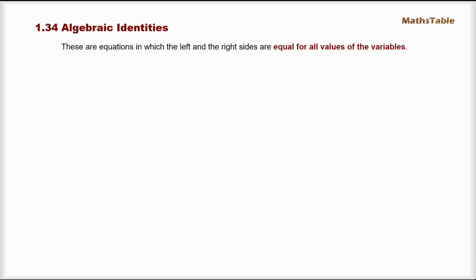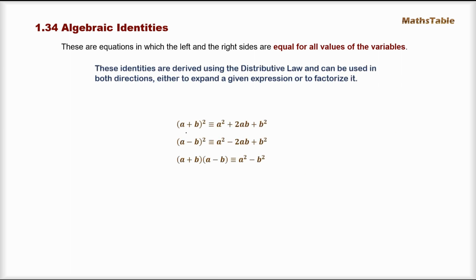Next, we are going to discuss what algebraic identities are. Algebraic identities are basically simple equations which consist of two sides, right and left, and these two sides are equal for all possible values of the variables. The most commonly used identities which we are going to discuss here are these three: a plus b whole square is equal to a square plus 2ab plus b square, same with the minus sign, and a plus b into a minus b equals a square minus b square.